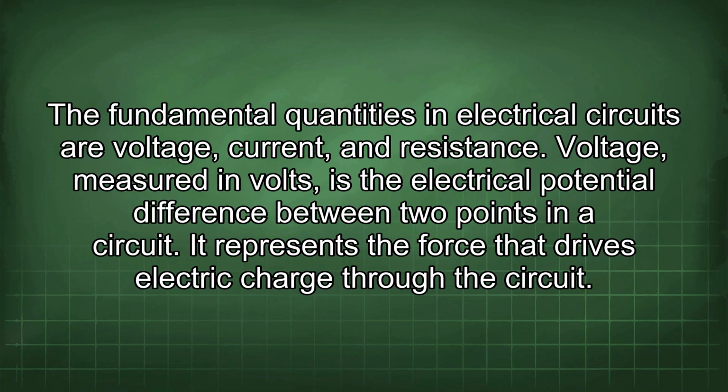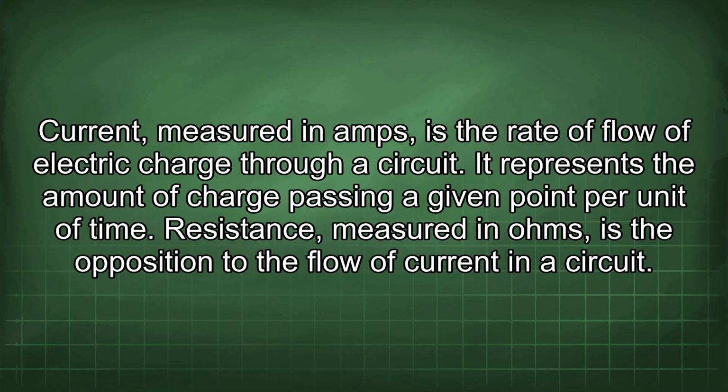Voltage, measured in volts, is the electrical potential difference between 2 points in a circuit. It represents the force that drives electric charge through the circuit. Current, measured in amps, is the rate of flow of electric charge through a circuit. It represents the amount of charge passing a given point per unit of time.